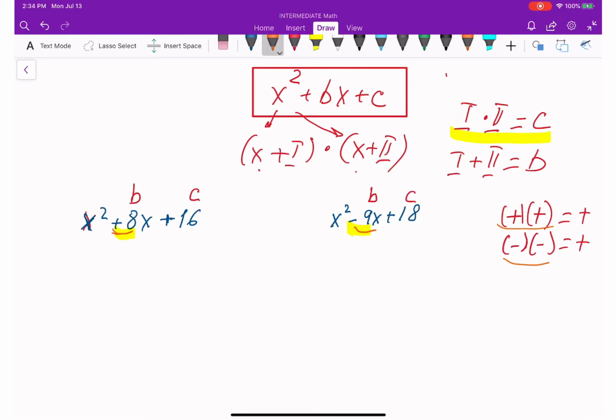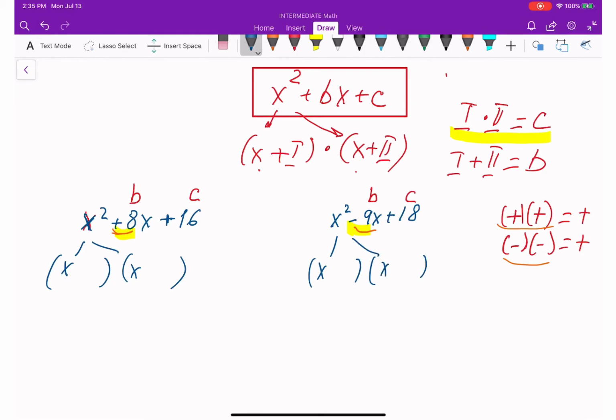If the value of b is negative, then I'm taking both negative. Okay? So let's go ahead. With x squared plus 8x plus 16, both numbers are going to be positive. And with x squared minus 9x plus 18, both numbers are going to be negative. Now, do you understand why I run these in parallel? It will make it easier to understand. First of all, let's break down this x squared into one parenthesis and another. When you multiply x times x, you get x squared, right? X here, and another x here.